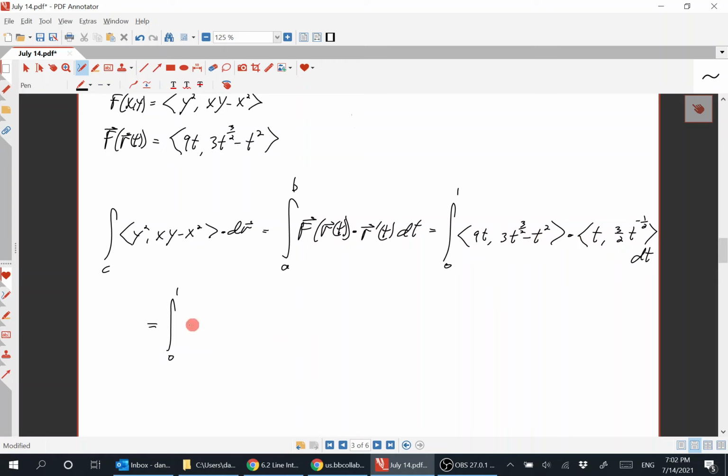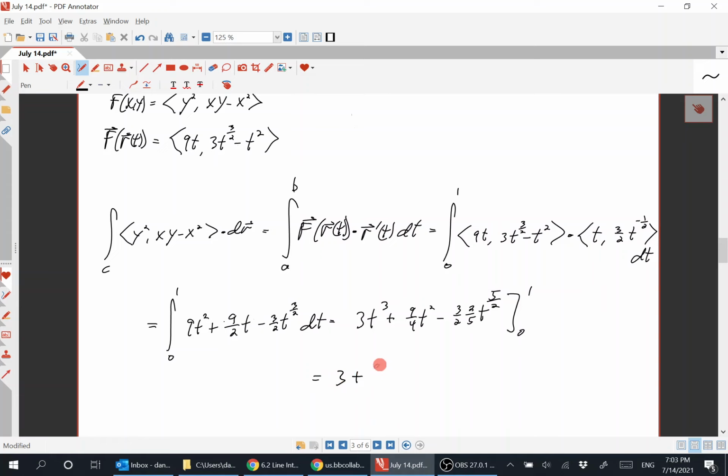So the dot product is 9t squared plus 9 halves t squared, right, 3 halves t to the negative 1 half times that. Oh, no, 3 halves minus 1 is just 1. So 9 halves t minus 3 halves t to the 3 halves dt. All right. Antiderivative: 9/3, so that's 3t to the third plus 9/4 t squared. Adding 1 to this, you get 5 halves, so 2/5 minus 3 halves times 2/5 t to the 5 halves from 0 to 1.